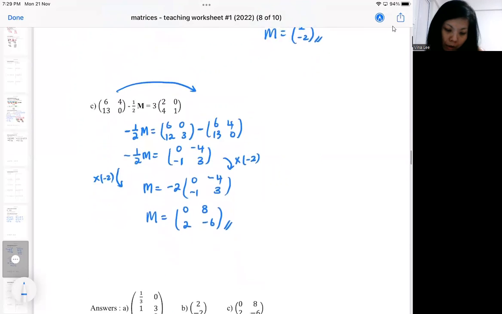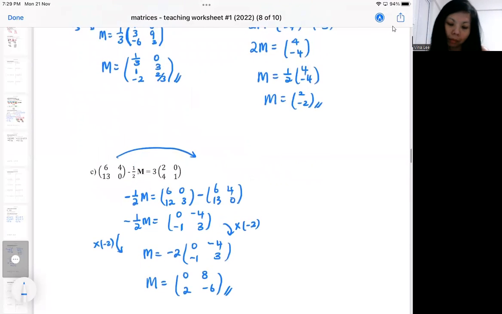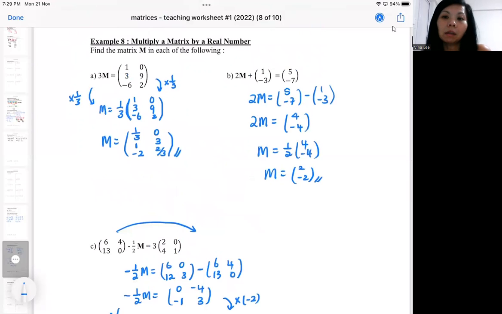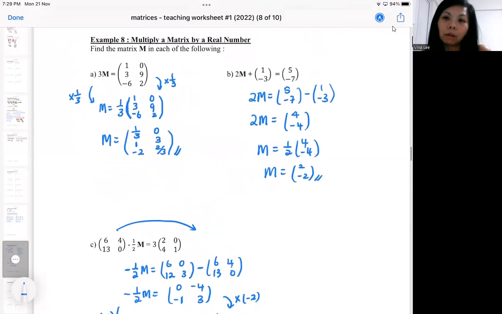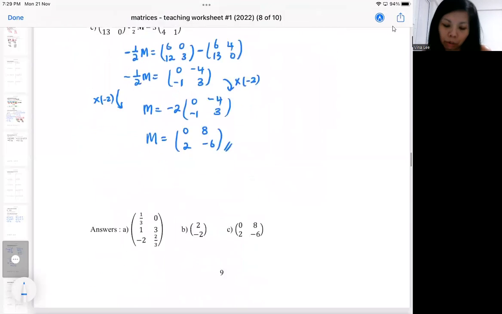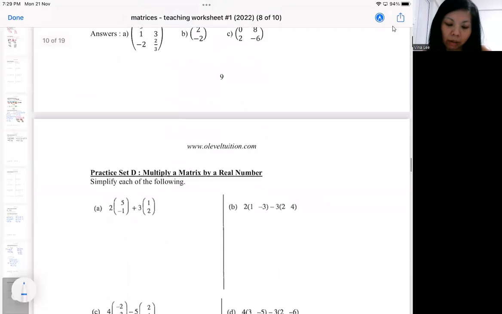Does the answer match? Yeah, so this is the way we mix in multiplication and addition and subtraction. Overall, it's not difficult. Just make sure you don't subject yourself to a lot of careless mistake.